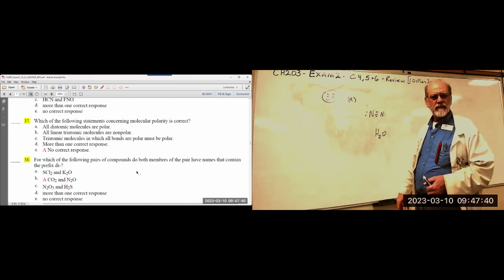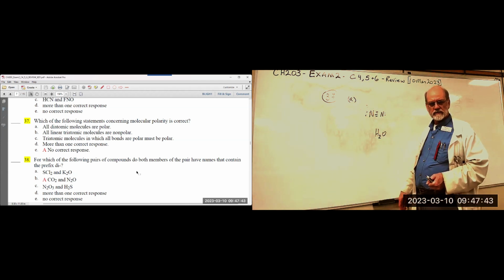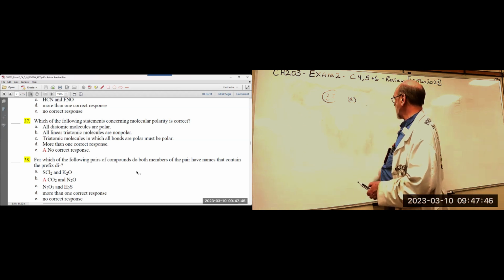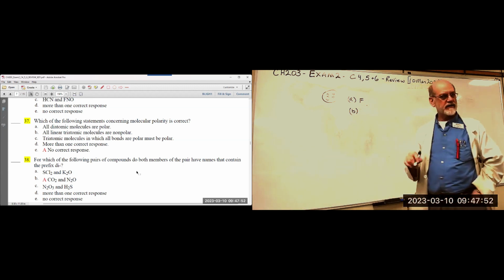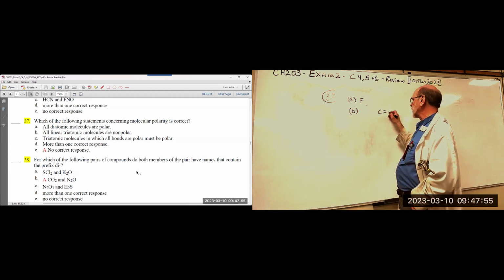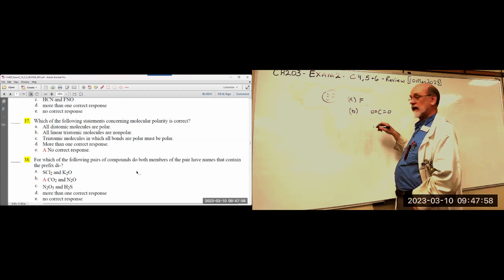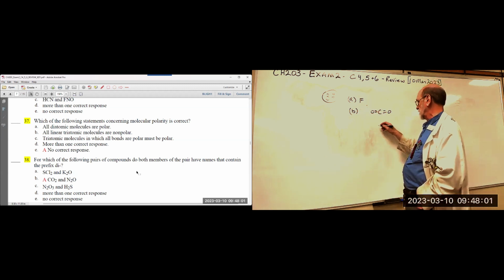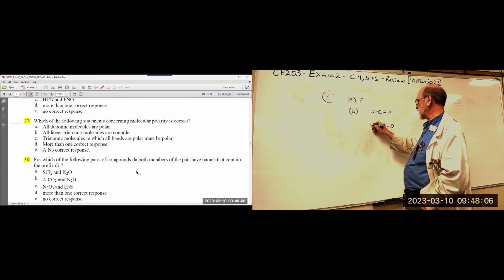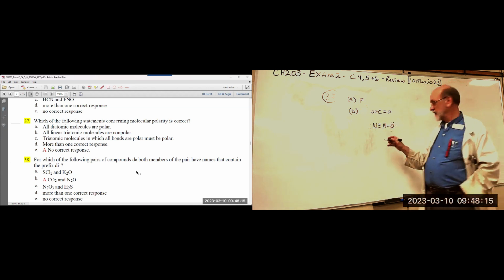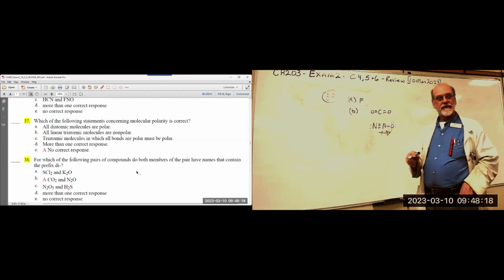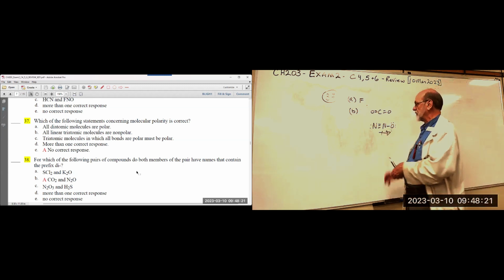All linear triatomic molecules are nonpolar. Can you think of an example? That one's false. How about B? Linear triatomics. Well, this one is a triatomic and it's linear. Right? So that's nonpolar. But how about this one? The one we just looked at a few minutes ago. That's polar, right? Because oxygen is more electronegative than nitrogen. So it's going to be polar this way. Okay, so that's one example that makes this one false.